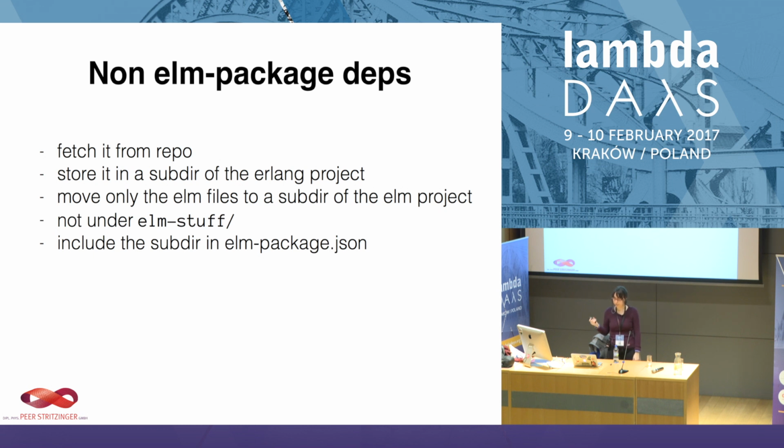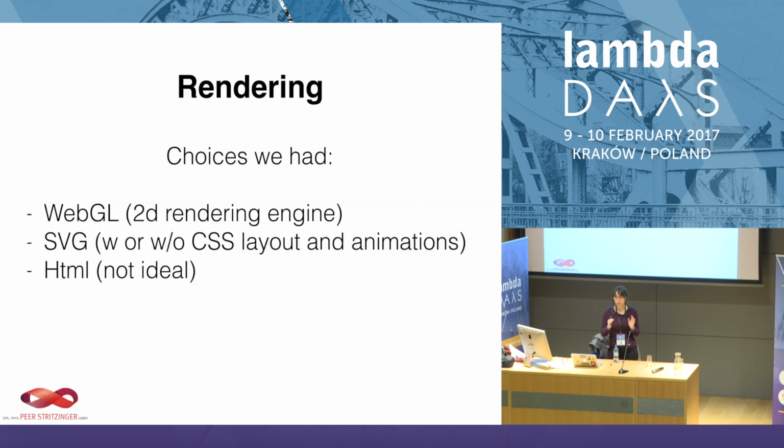What we ended up doing was having it in the repos, as I said before, and then you fetch it, and you have to store it in the subdirectory of not the Elm project, but the Erlang project, one app. And then you can move only the Elm files to a subdirectory of the Elm project, but not under Elm stuff, because that's where Elm package puts its own libraries, and that would mess it up horribly, which has happened. And then you can include that subdirectory you created in the Elm package JSON, and that is the most straightforward way I know to do this.